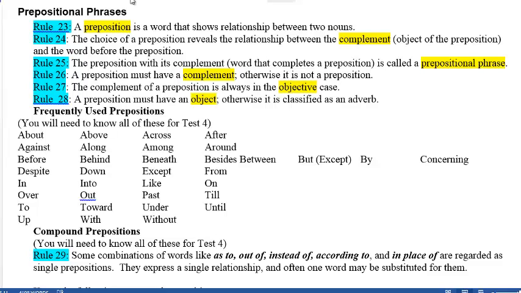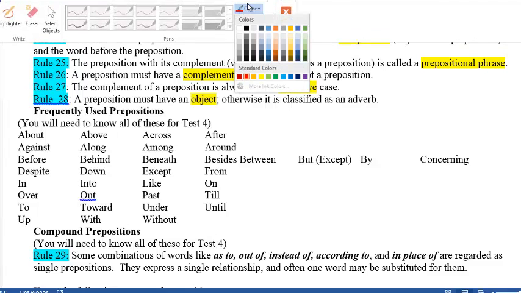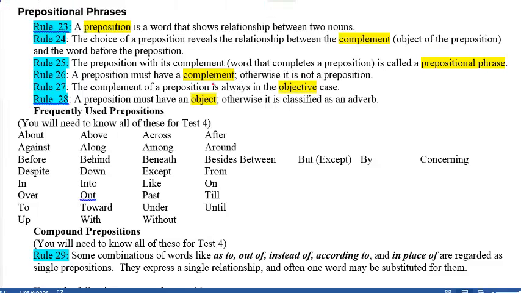The last thing we're going to discuss that you need to know for the Unit 3 final exam is prepositional phrases. A preposition is a word that shows a relationship between two nouns. To this point, we've been talking about prepositions here and there, but now we're going to discuss them more thoroughly. The choice of a preposition reveals the relationship between the preposition and the complement, or the object of the preposition.